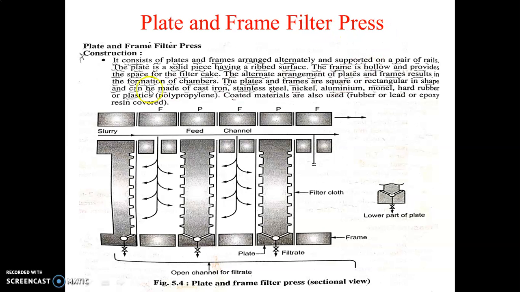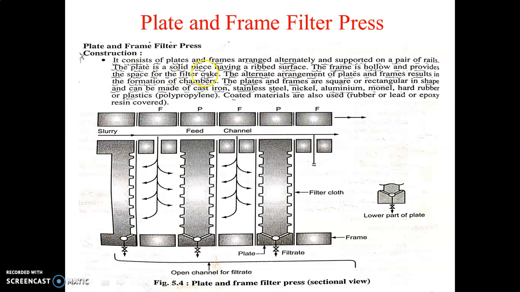So if we look at the construction, it looks like this. It consists of plates and frames arranged alternately and supported on a pair of rails. So it has frames and plates which are arranged alternately. That means if we arrange a frame, then you have to arrange a plate, then frame, plate, frame, plate. So in this way it is known as the alternate arrangement.